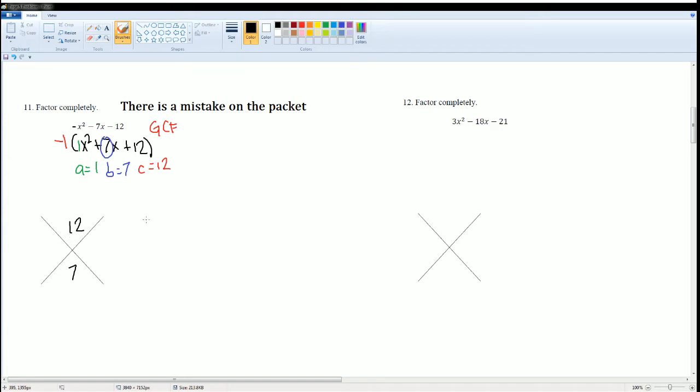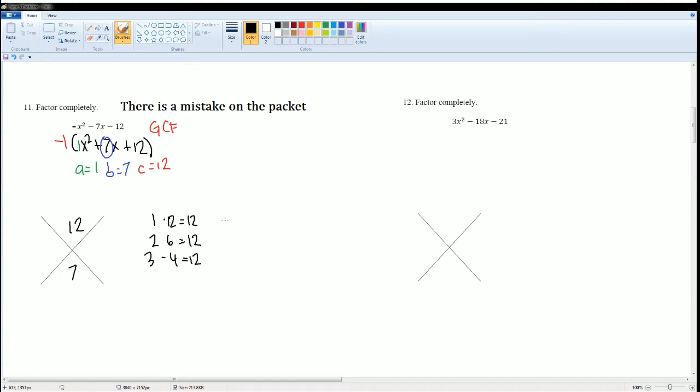Now, what multiplies to make 12? 1 times 12 gets you 12. 2 times 6 gets you 12. Then 3 times 4 gets you 12. Notice that these numbers have to come closer together, and you're done here, because they're closest together.